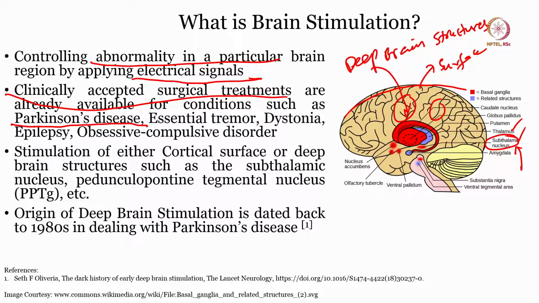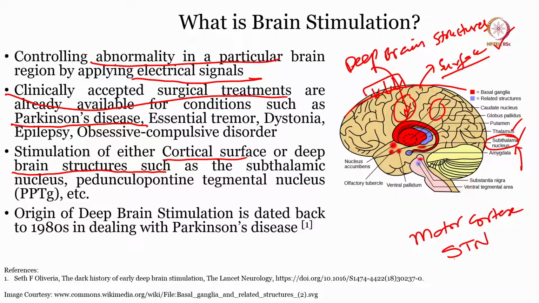There are devices which can stimulate only the top surface, which I can also call the cortical surface. Once again, we are not discussing anatomy, this is just for understanding so that we can understand this in a better way. We can stimulate either the cortical surface or deep brain structures, depending on the application. For Parkinson's, you have something called the motor cortex, and you have the subthalamic nucleus. STN stands for subthalamic nucleus.